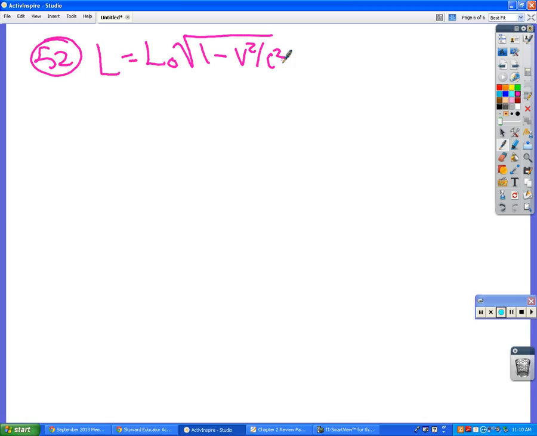All right, you ready? Yeah. Okay, so we are once again dealing with the theory of relativity. This is the Lorentz Contraction formula. This expresses the length L of an object as a function of its velocity v with respect to an observer, where L sub 0 is the length of the object at rest, and c is the speed of light.